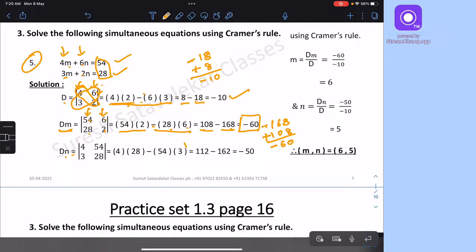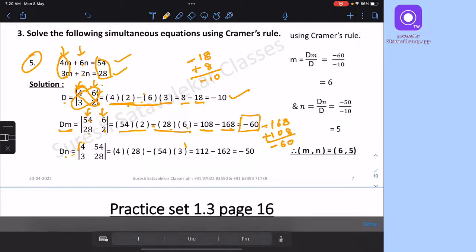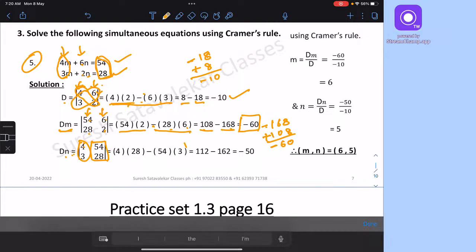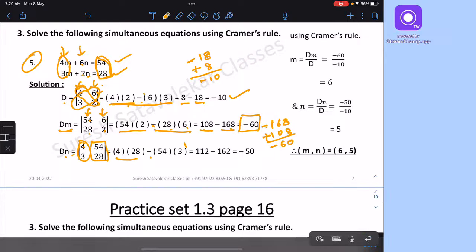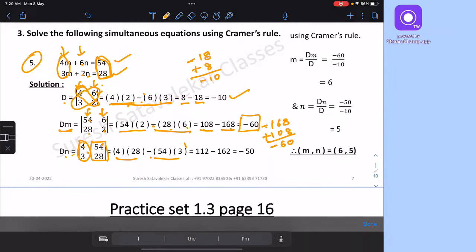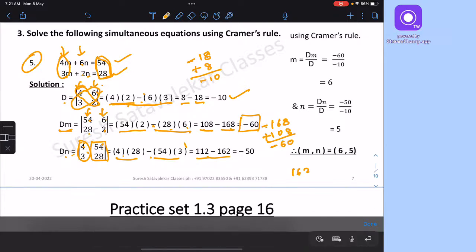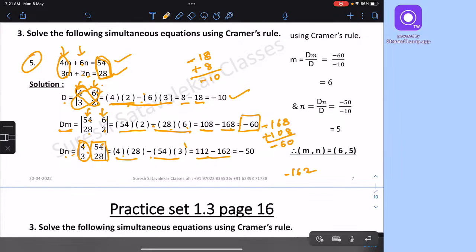So the coefficient of the first variable, 4 and 3, will remain here. And the coefficients of the second variable, instead of 6 and 2, you are having 54 minus 20, that is 54 and 28. That is your second column. So expand 4 into 28 first, minus 54 into 3. 4 into 28 is 112, minus 54 into 3 is 162.